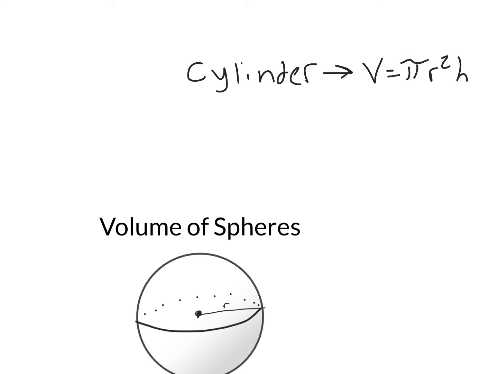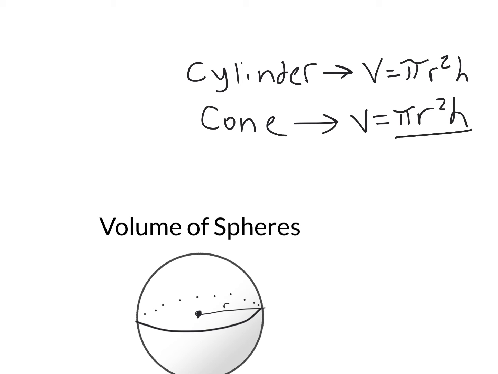And you'll also recall that the volume of a cone is V is equal to, just like the cylinder, pi times the radius squared times the height, but that's all divided by 3. Or we could say 1/3 times pi r squared times the height.